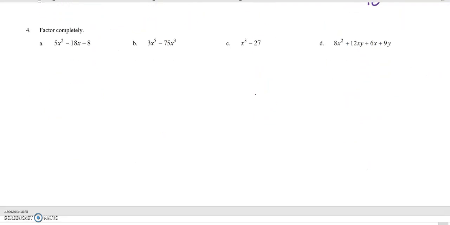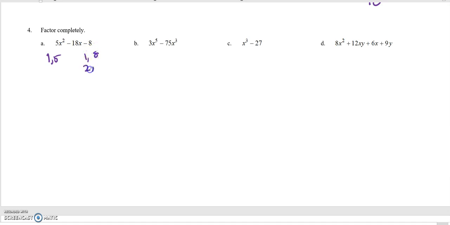On the factoring, can we factor something out on this one? No, so we need factors of 5 and 8 that differ by 14. 1 times 1, 5 times 8, 5 times 1, but 5 times 4 and 1 times 2. So the factors of 5x squared are x and 5x. The x goes with the 2, the 5x goes with 4.